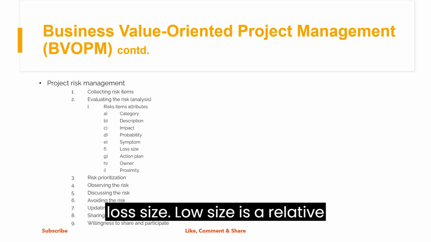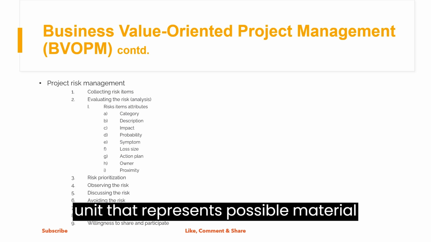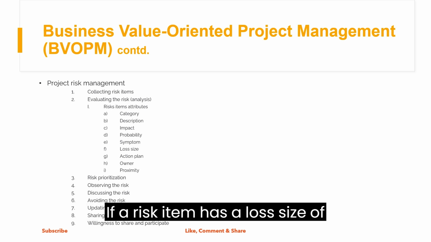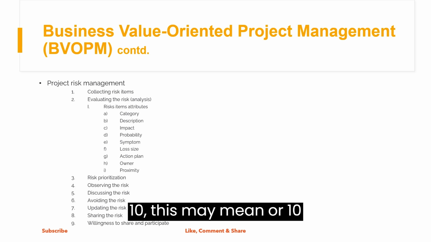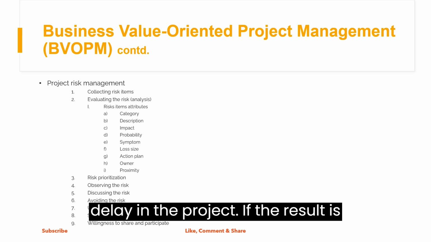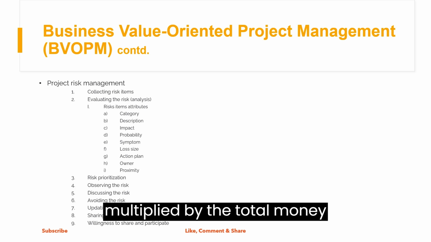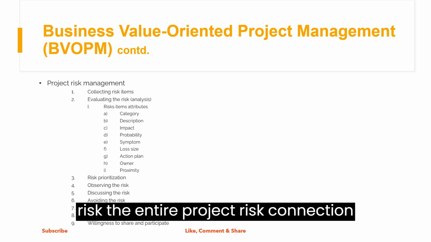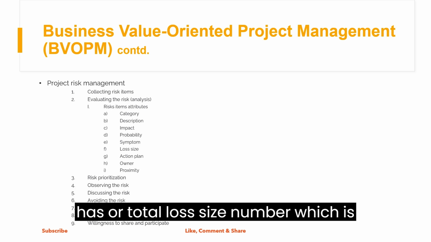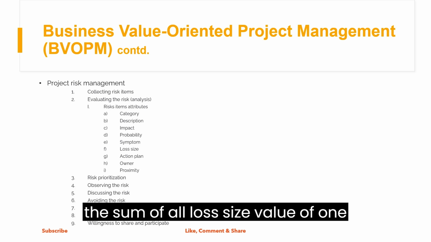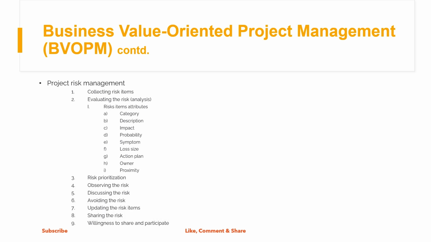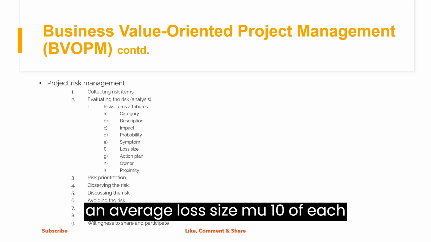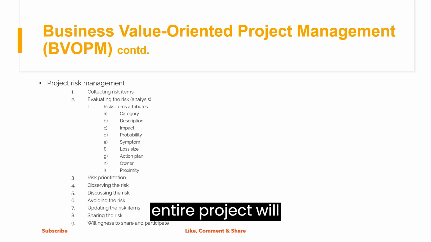Loss size. Loss size is a relative unit that represents possible material losses such as hours, days, or money. If a risk item has a loss size of 10, this may mean a 10 day delay in the project. If the result is multiplied by the total money consumption per day, this may indicate the number of total losses caused by the risk. The entire project risk collection has a total loss size number, which is the sum of all loss size values of all risk items. If the project risk collection contains 100 risk items with an average loss size value of 10 for each item, then the total loss size of the entire project will be 1000.